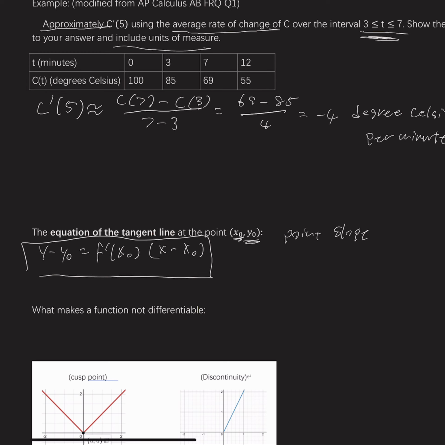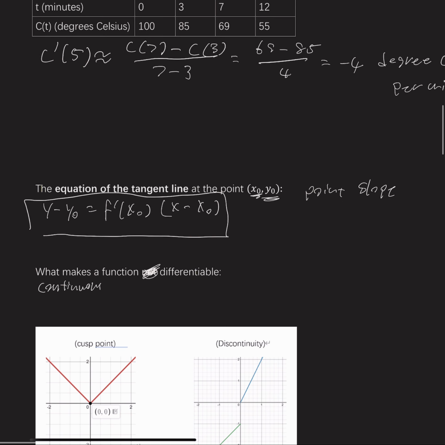Pretty simple. What makes a function, let's use differentiable, what makes a function differentiable? Well, it has to be continuous. And it must not be a cusp, which is a sharp corner. And the tangent line cannot be vertical.